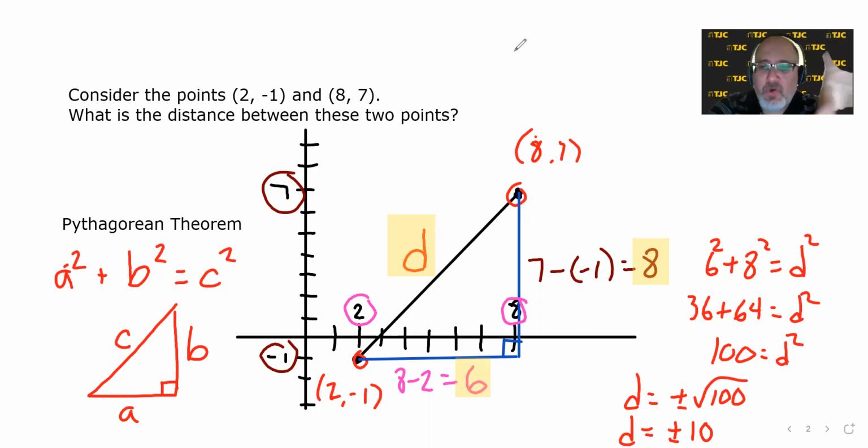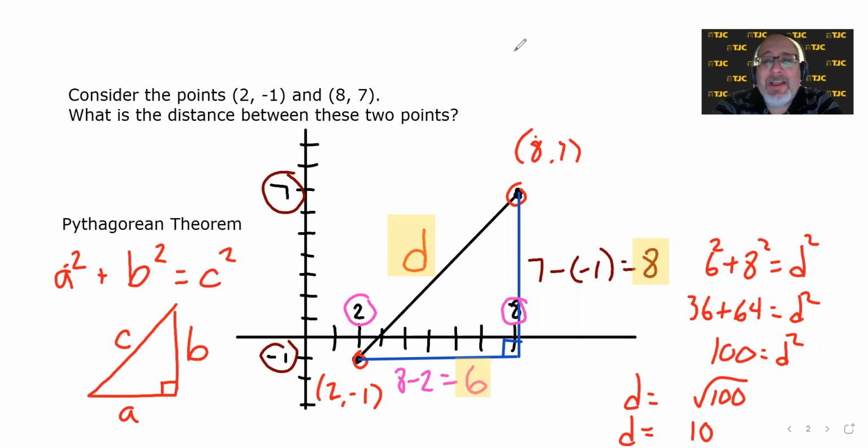Geometrically, in other words, on the picture, one of those answers doesn't make sense. We're measuring the distance between 2 points. Distance is never negative. So this is a case where algebraically the plus minus is supposed to be used there, but geometrically what we're solving for can't be negative. So we can just get rid of the plus minus and say that this distance is 10.